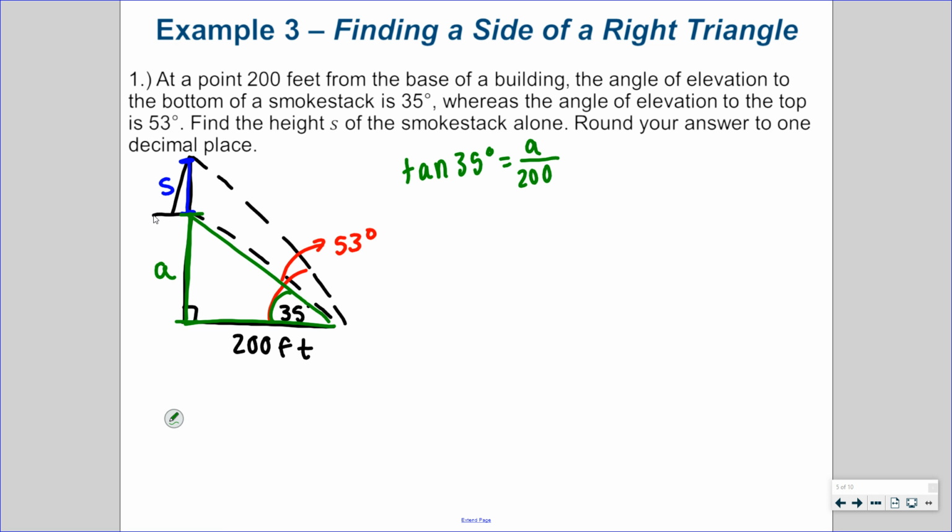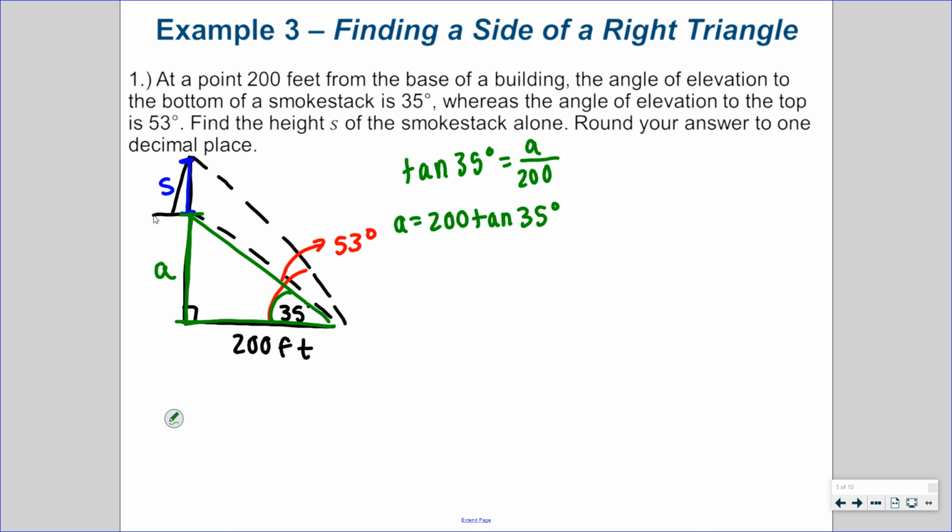over adjacent. So I can figure out what that A value is by taking 200 times the tangent of 35 degrees. I'm going to leave it as this long number because I want exact answers. Obviously, you can type that in your calculator and get an approximation to give yourself a little contextual understanding, but I'm going to leave it like that.